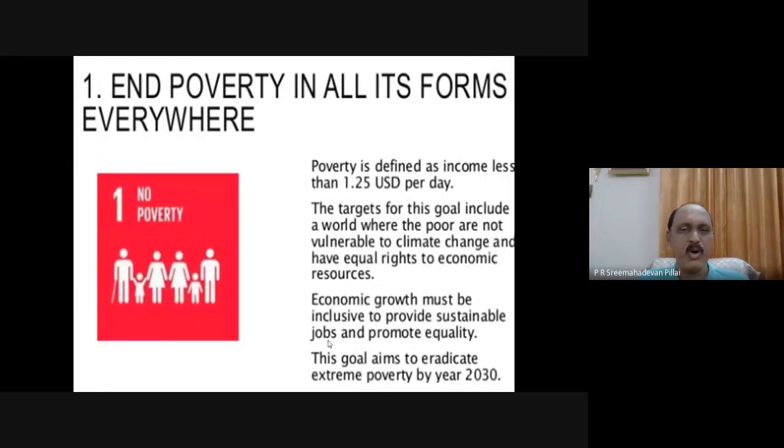The first goal is end poverty in all its forms. I have told you the Indian definition of poverty: if a person cannot have at least 2,300 kilocalories of energy, he is poor. As per the US definition, if a person cannot get $1.25 per day, it is poverty. So we have to eradicate that poverty by 2030. Next slide.